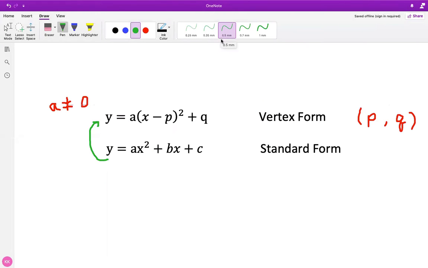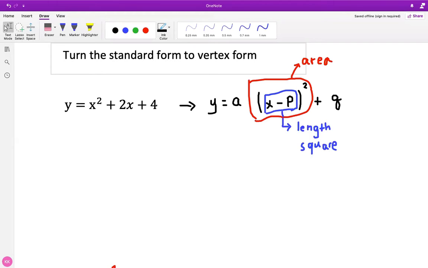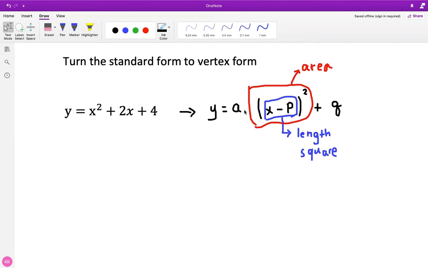If you have a standard form of a quadratic function, you can actually turn this to the vertex form by completing the square. In the previous video, I showed you how you can turn the vertex form to standard form. In this video, I want to show you how you can turn the standard form of the equation to the vertex form by completing the square method. We're going to look at one example: y is equal to x squared plus 2x plus 4. And I'm going to turn this standard form to the vertex form here.